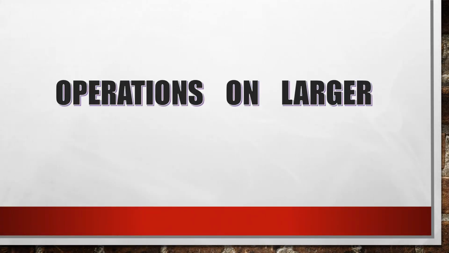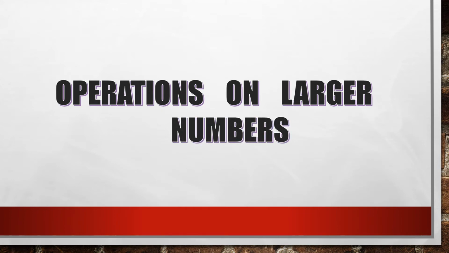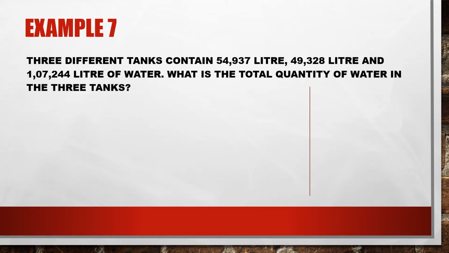Dear children, we have the topic today, operations on larger numbers. Let's move to example 7. Three different tanks contain 54,937 litre, 49,328 litre and 1,07,244 litre of water. What is the total quantity of water in the three tanks?